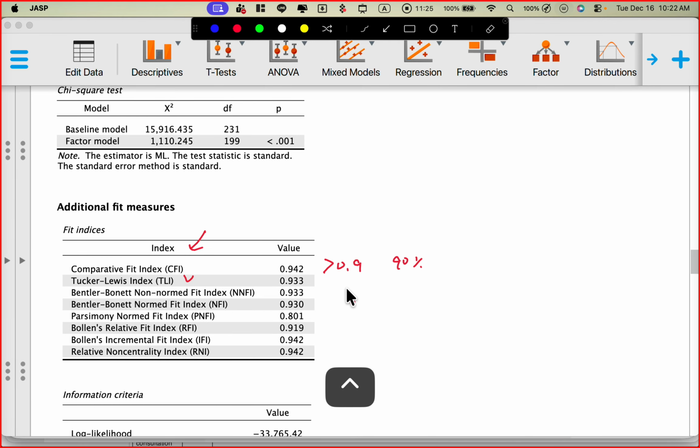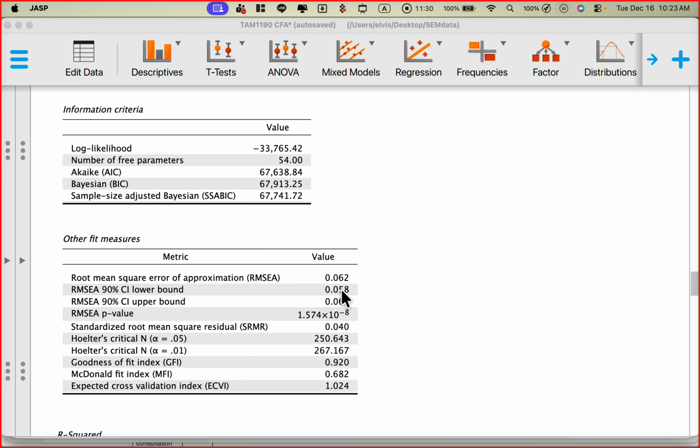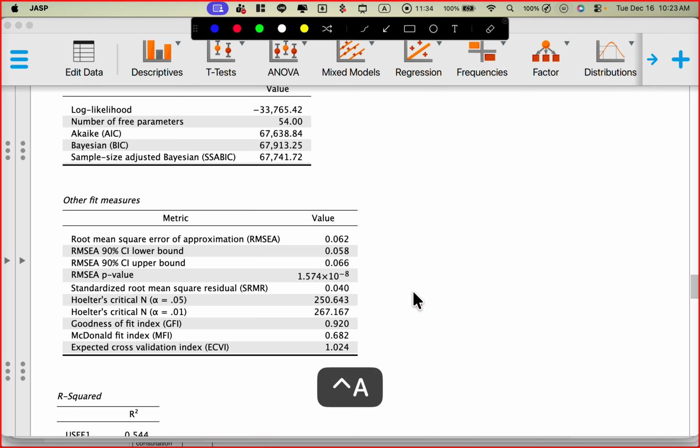So let's scroll down. Take a look at other information, other fit measures. For example, this one, RMSEA. It should be less than 0.08. That's the threshold. Okay. So it means it's good. Model fit is good.